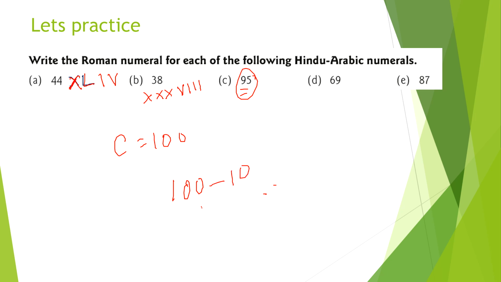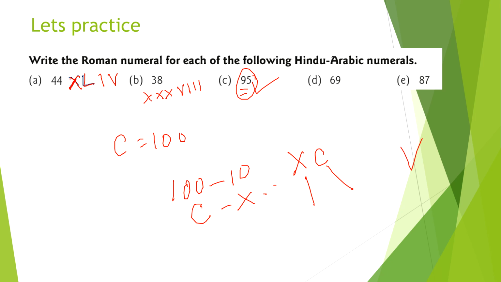Minus 10. Now what is 10? This is X and this is C. So as per the rule, X, C. Remember rule number 3, where you can subtract the number. We can subtract the Roman numerals if the smaller Roman numeral is to the left of the bigger Roman numeral. You see C is bigger than X. X is to the left of C. So we are going to subtract it, and then we have got a 5. 5 is written like this.